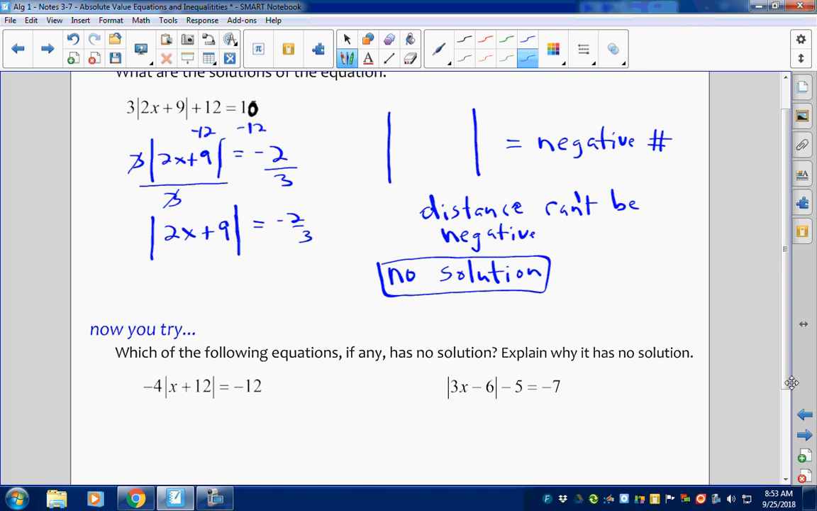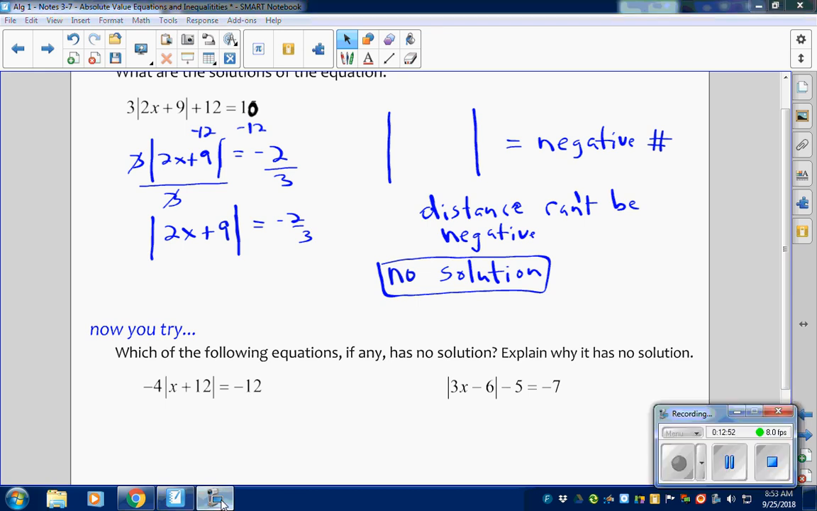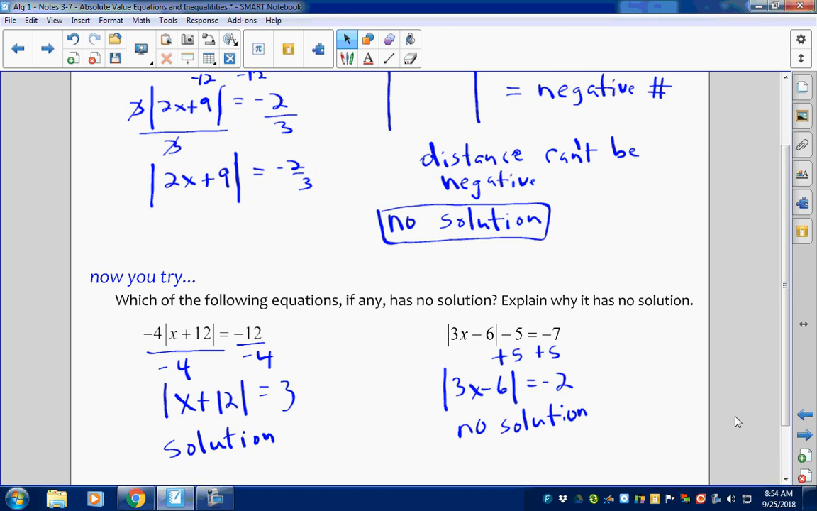And down below on the now you try, there's one of these that, when you isolate the absolute value, it gets rid of the negative in it, so you end up with a solution. And one of them, when you isolate it, it's still negative on the other side. So one of these has no solution, one of these has a solution. Could you just figure out which one is which? So the first one has a solution. When you isolate the absolute value, it's equal to a positive. The second one does not have a solution. When you isolate the absolute value, it's equal to a negative number.